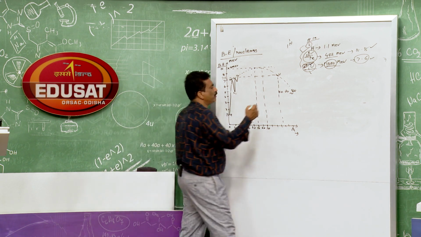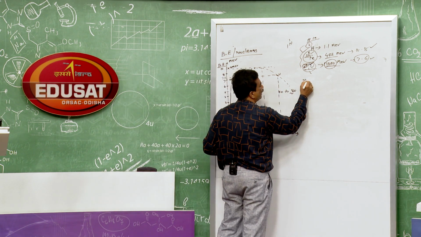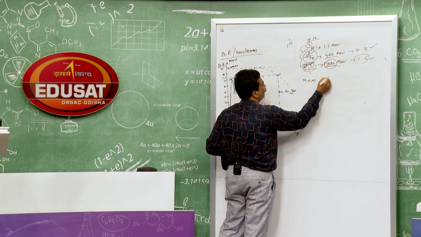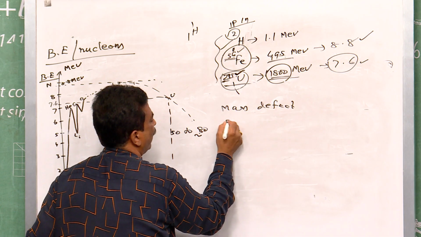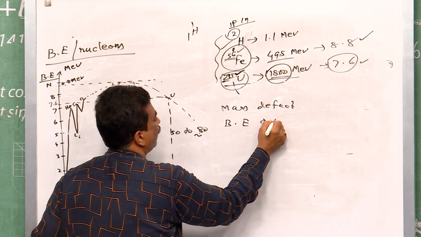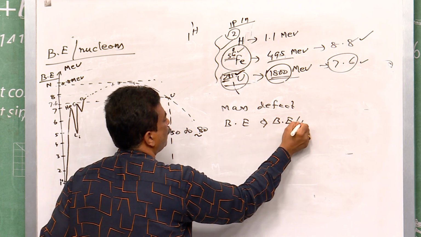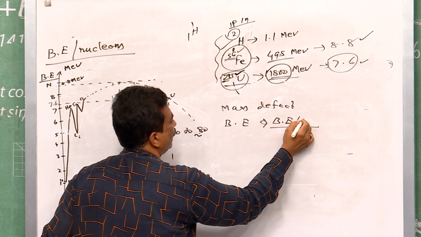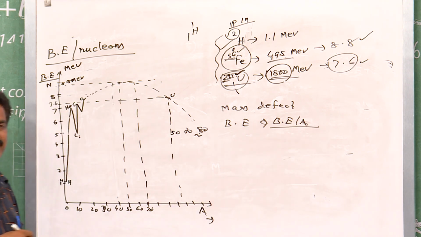So, the three things we came to know are the mass defect, the binding energy, and the binding energy per nucleon, that is, per A. By taking these three, we will now go on to solve some problems. Let us now come to the first problem.